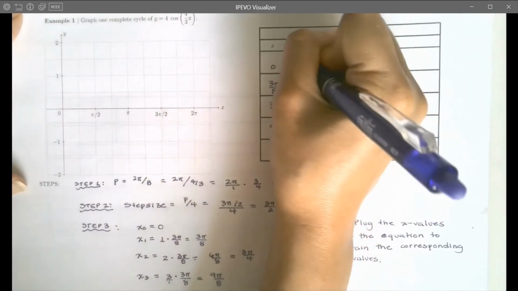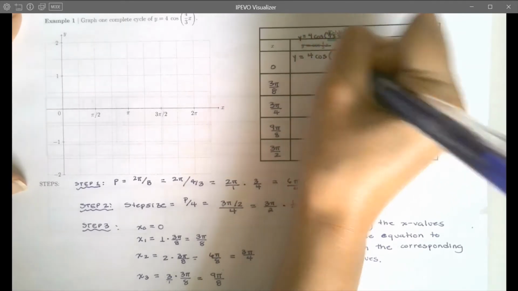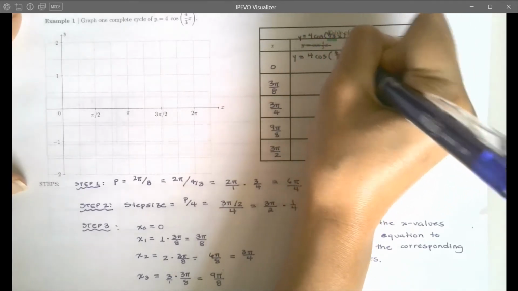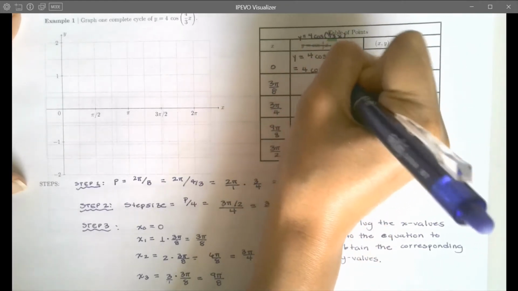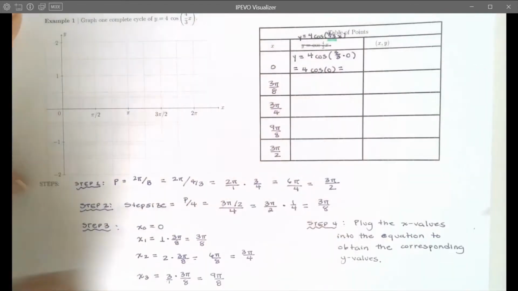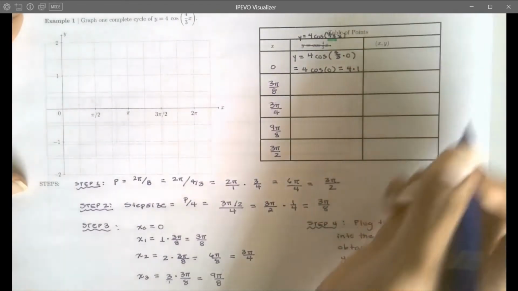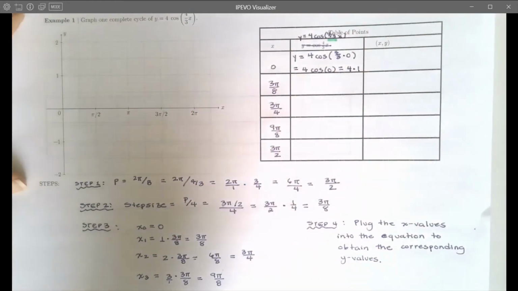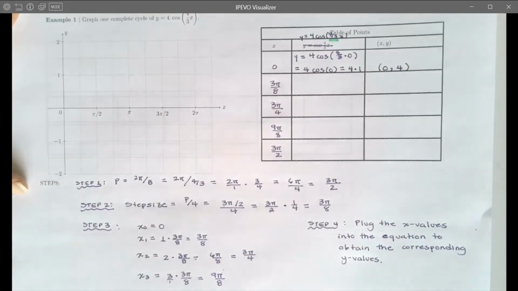Okay, so for the first one, we're going to have y equals 4 times cosine of 4 over 3 times 0. That is a 4 times cosine of 0. And cosine of 0 is simply 1. So we're going to get a 4 times 1. Okay, so that's just a 4. That means the first point would be a 0, 4.